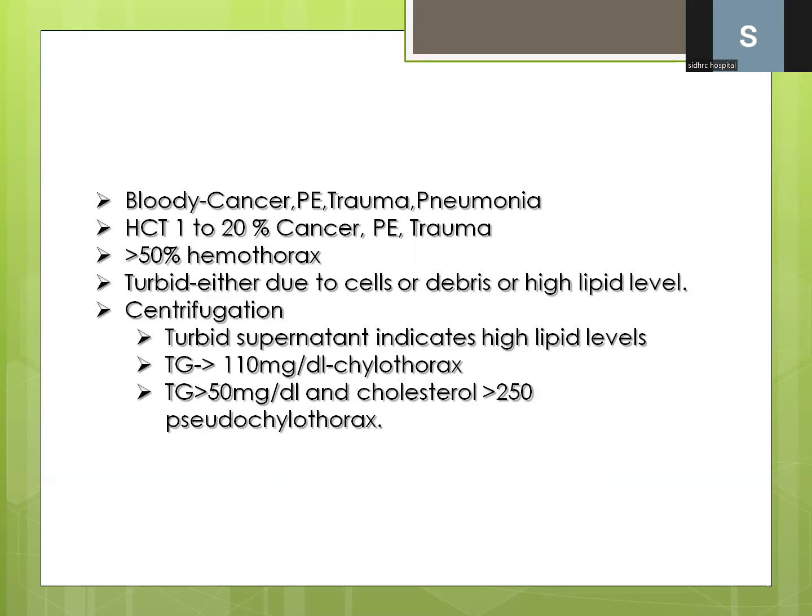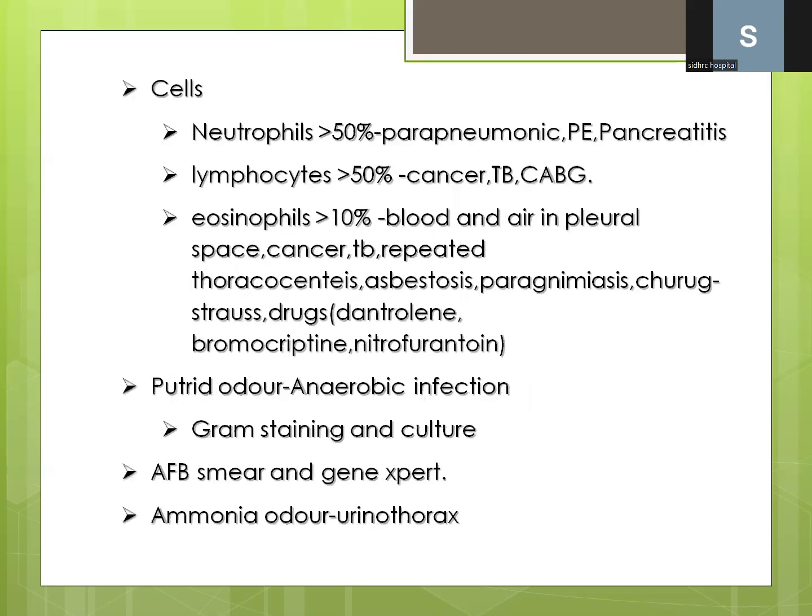And more than 50% of the hematocrit will indicate hemothorax. If the appearance is turbid, it is due to either presence of cells, debris, or lipid content which is high. Now, centrifuging the fluid will be done if we are suspecting a chylothorax or a pseudochylothorax and to know the lipid content. So if the triglycerides are more than 110, will represent a chylothorax, and triglycerides of more than 50 with a cholesterol level of more than 250 in the fluid will represent a pseudochylothorax.